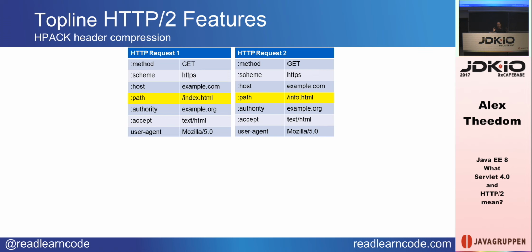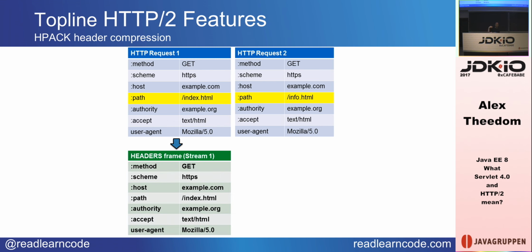So where does all this come into HPACK and header compression? Well, there's a lot of duplication between request 1 and request 2. And you can see that the method is the same, the scheme is the same, the host is the same, the authority is the same, everything is the same between requests from the same client to the same server. The only difference is the path. So why are we sending every single time the same header information? Ideally, you won't be doing that.